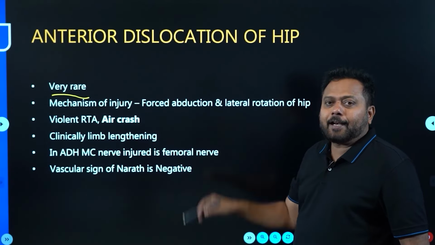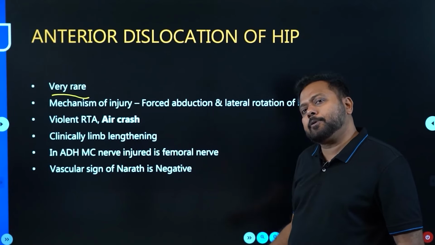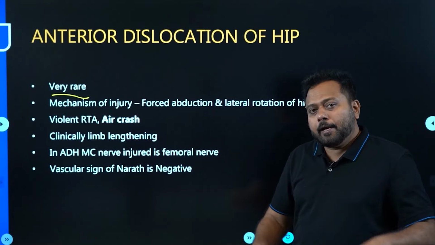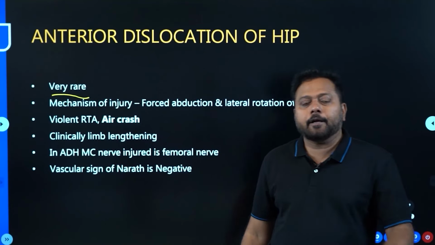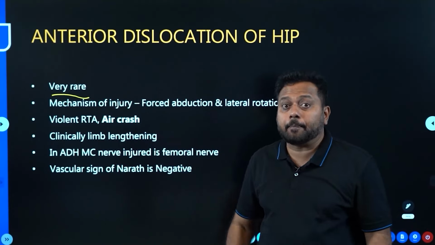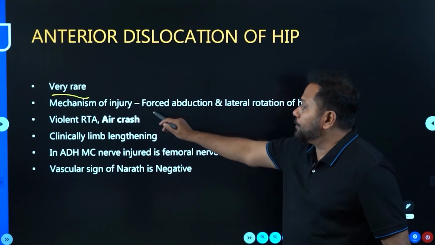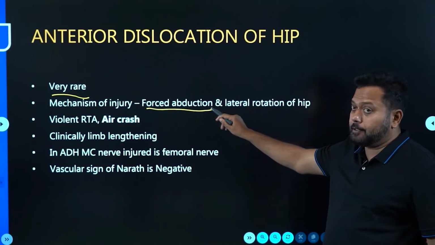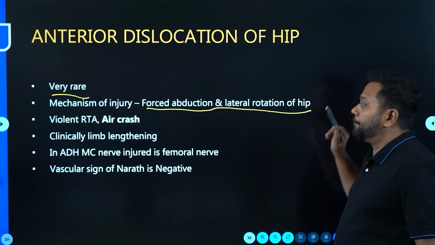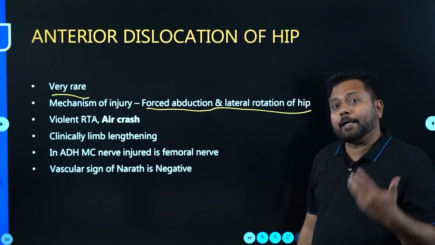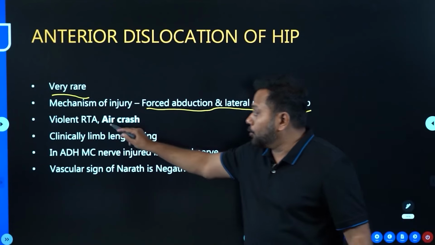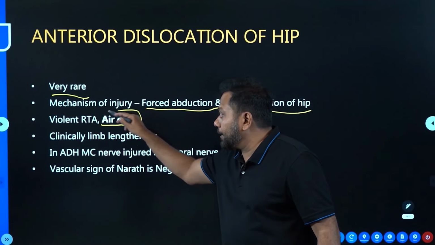Right. Coming to the mechanism of injury, what is the mechanism we have seen in posterior dislocation hip? It's very simple, no? The dashboard injury. The hip is flexed, adducted and internally rotated. Then it causes a posterior dislocation hip. Exact opposite to that, you see, a forced abduction and lateral rotation of the hip causes anterior dislocation. This needs much more violent trauma than a dashboard injury. So, for example, an air crash injury.